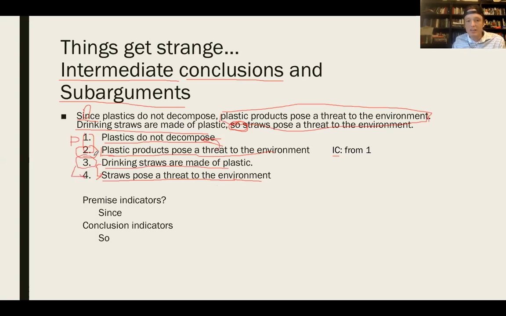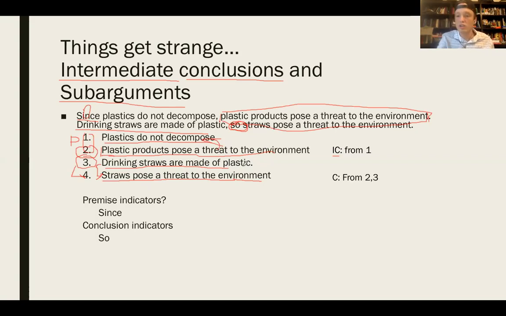It's only because plastic is a threat to the environment and drinking straws are made of plastic that we know that straws pose a threat to the environment. If straws were made of paper, which many are nowadays, would they pose a threat to the environment? No, right? And if plastic was not a threat to the environment, would drinking straws made of plastic pose a threat to the environment? No, right? So if you just have one of these things, it doesn't give you support, but if you take them together, it does.